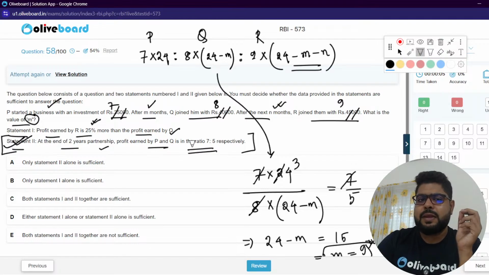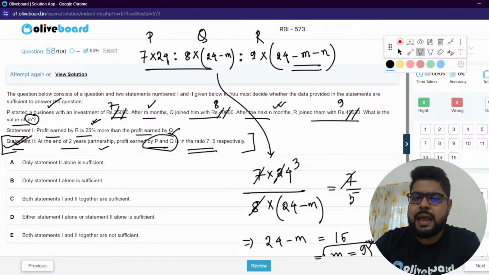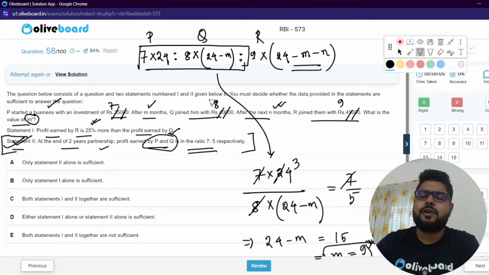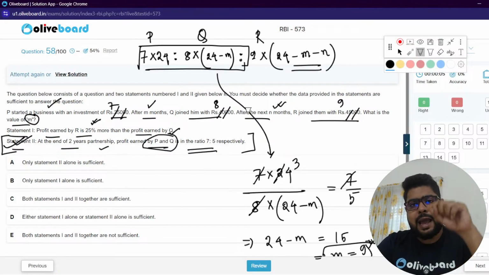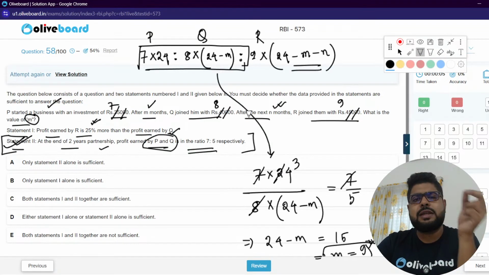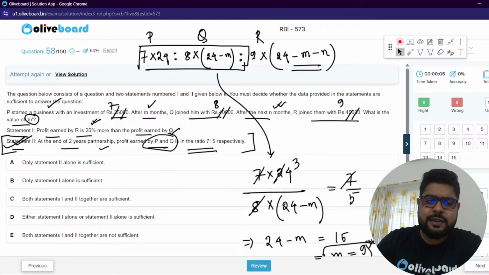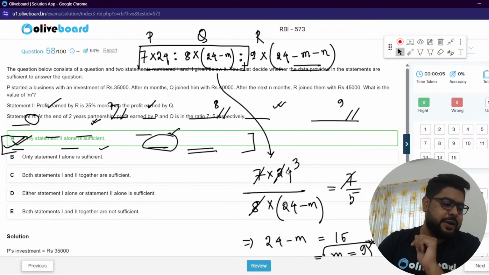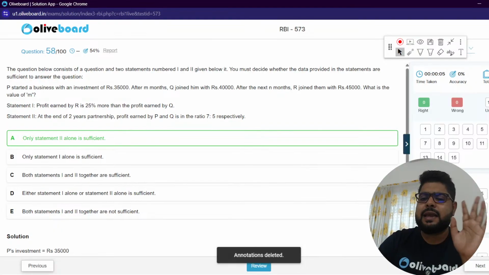The value of M. Why have I done it like this? Because they're asking only M, and only P and Q matter. If I take only P and Q, that is enough to figure out the value of M, because I don't need R, as R has M and N together. So only the second statement is giving it away. That is how I can say only statement 2 is sufficient to answer. Statement 1 is not required.